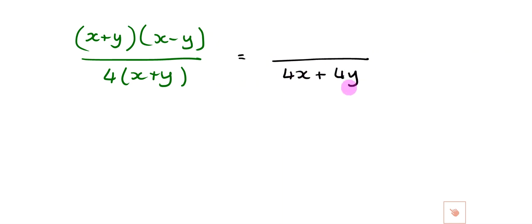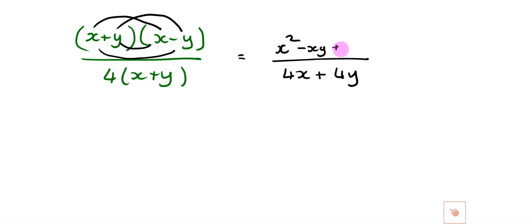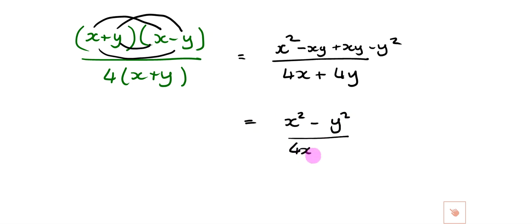What does the top become? Yeah, that's all we need to see, then that something's gone wrong. X squared. Remember the smiley face and our eyebrows. So we've got x times minus y, so minus xy, then we've got the plus xy, and then we've got the minus y squared, which simplifies to x squared minus y squared, all over 4x plus 4y.